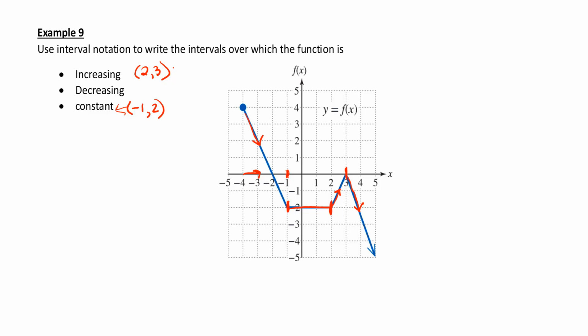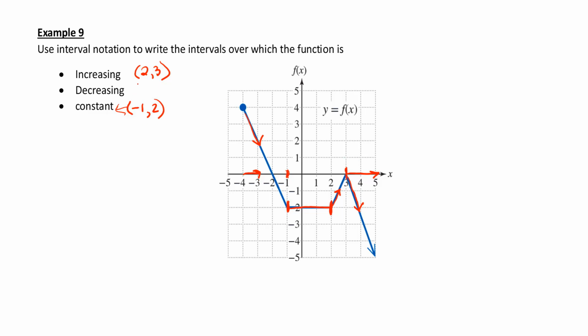So you always use parentheses when you're talking about intervals where a function is doing things. Decreasing. Okay, the function is decreasing in 2 places. It's decreasing as you go from -4 to -1 on the x-axis, and as you go from 3 to infinity on the x-axis. The function is decreasing in both places.